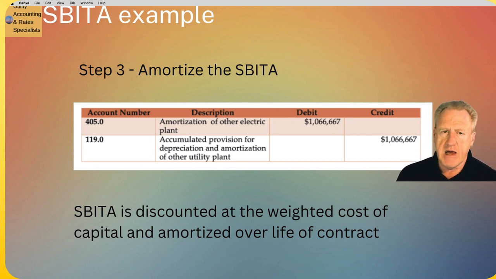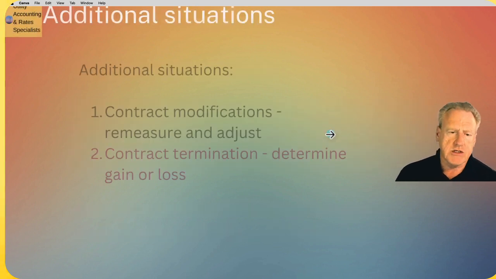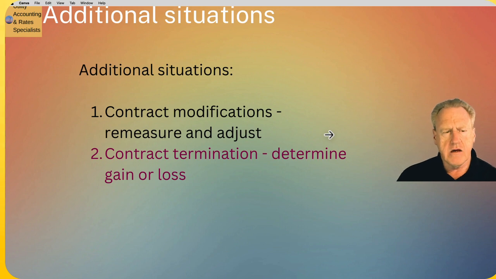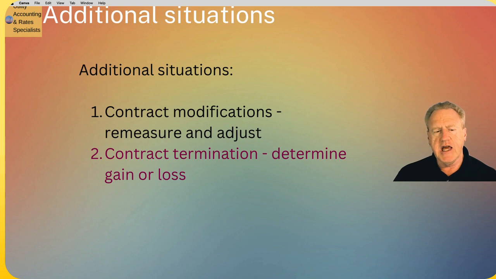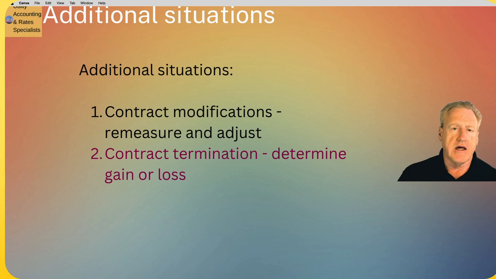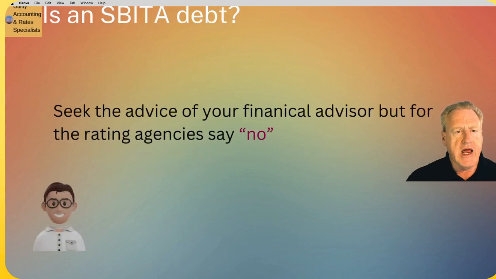So remember, you have that liability, you'll make your payments, you'll parse them between interest and principal just like you do with a regular lease, and you'll have this amortization factor of that, which you will write off over the 3-year contract period. So not too complicated, and you can throw a few wrinkles in there where you have additional situations where you have contract modifications. There you want to remeasure and adjust the contract for the additional cost or reduction in cost.